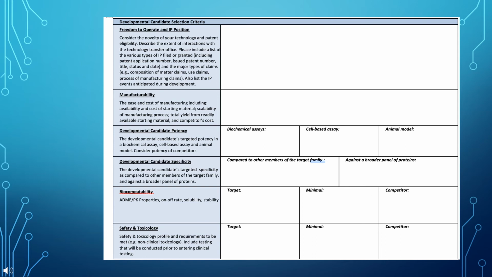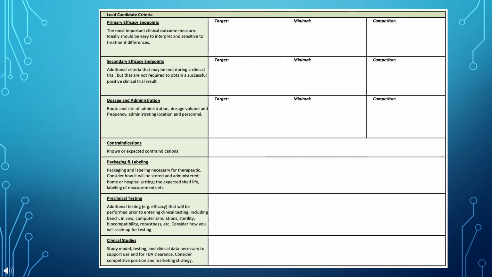Development candidate specificity, how you define off-target or target specificity of your therapeutic and its potential effect. Biocompatibility, you want to also discuss ADME PK properties, so absorption, distribution, metabolism, and excretion of your small molecule or your therapeutic, where it ends up, what it does, on and off rate if that's known, solubility, and then stability. And then safety and toxicity. You'll have to talk about here what you will ultimately try to either incorporate or exclude, and how you'll perform that safety and toxicity testing along the way in the development.